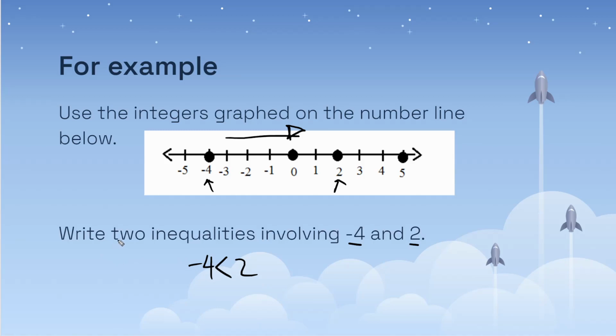How can we write another inequality? I want 2 of them. Well, I can just swap these numbers around, right? Now which one's bigger? Still 2. So here we have 2 inequalities involving these 2 integers.